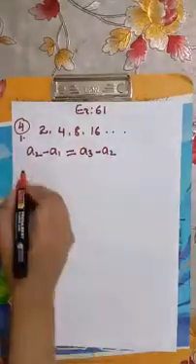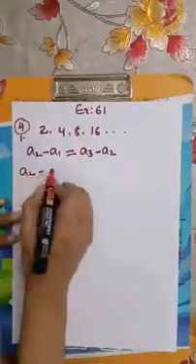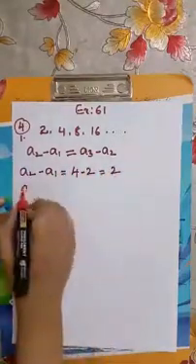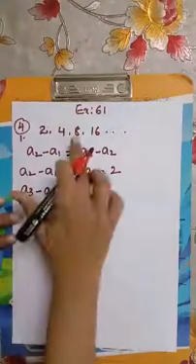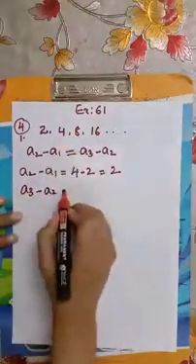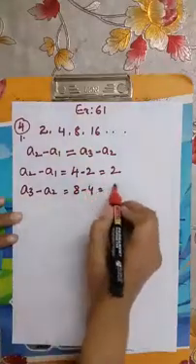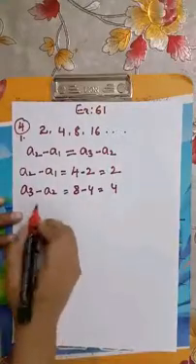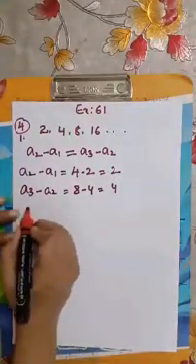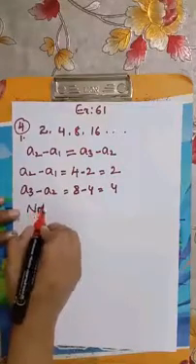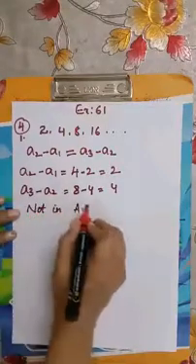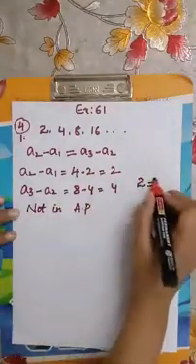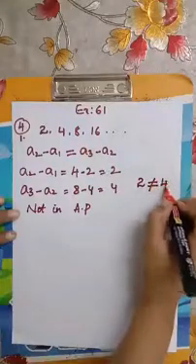So A2 minus A1, that is 4 minus 2, this is 2, and A3 minus A2, that is 8 minus 4, the answer is 4. That means it is not in AP. First one, it is not in AP. The condition is A2 minus A1 should be equal to A3 minus A2. Here it is not equal.